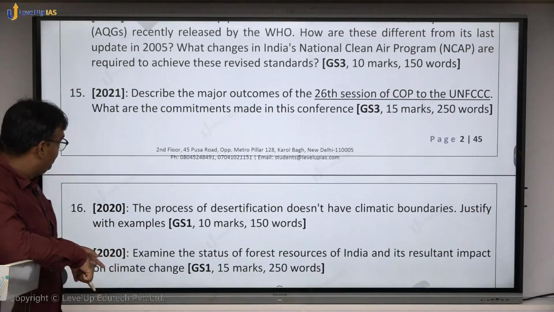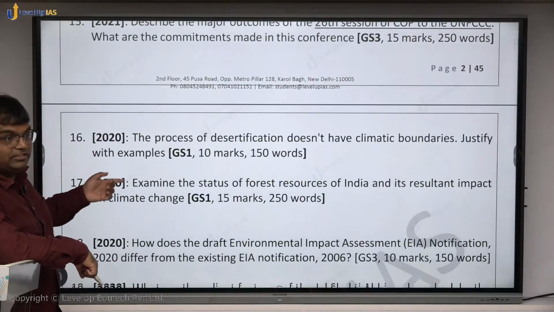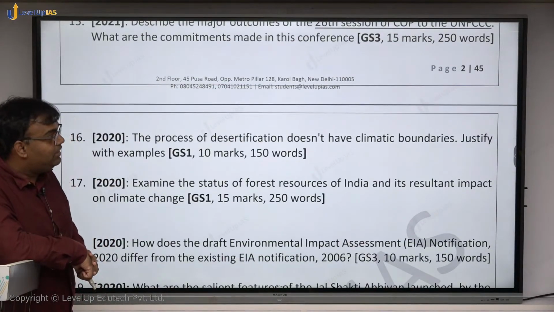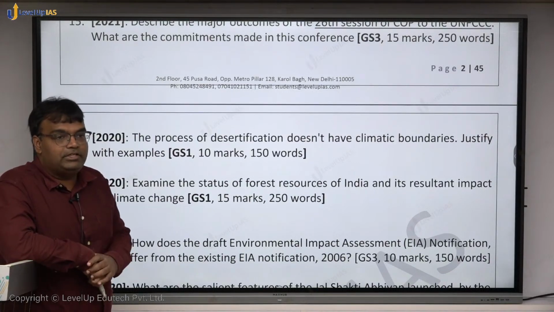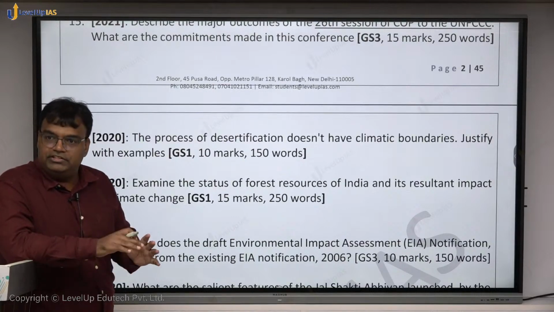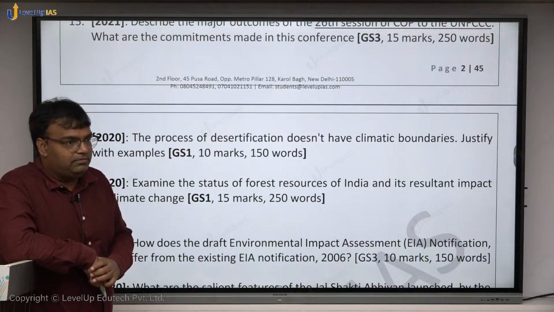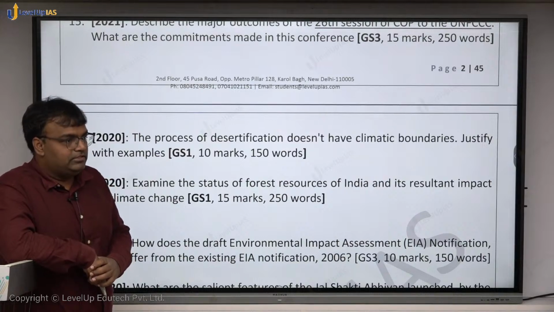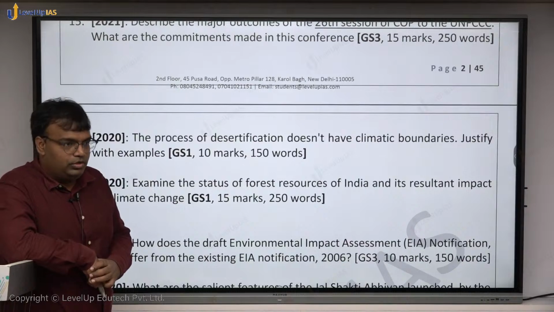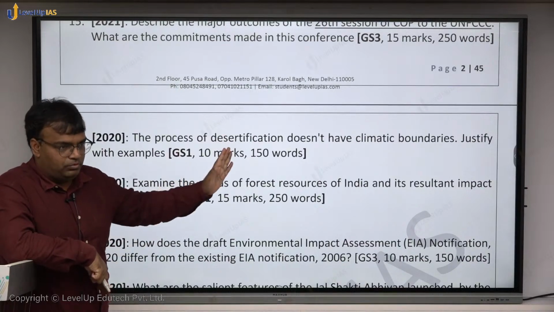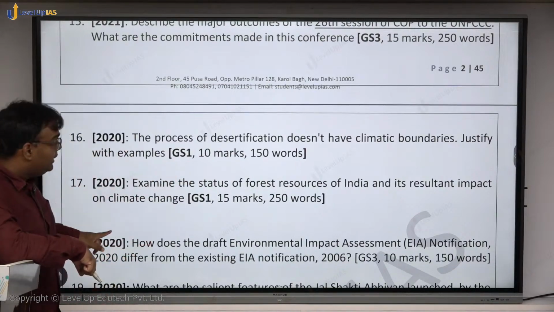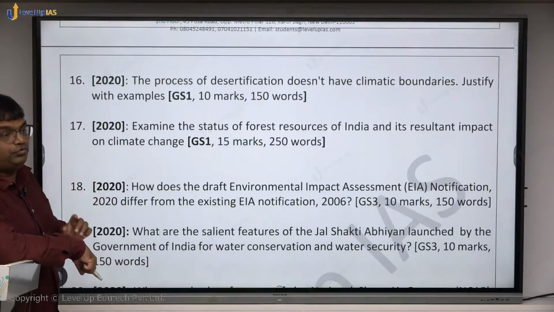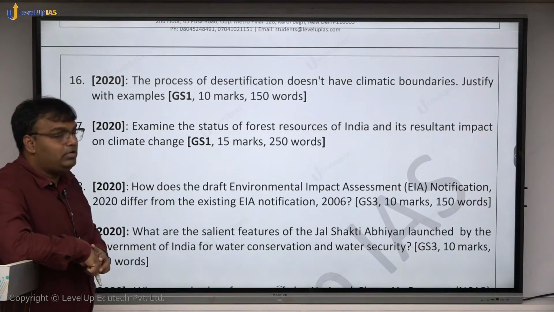Right? Then, the process of desertification doesn't have climatic boundaries. Justify with example. So they're saying that no matter in which climate you are living in the world, desertification is taking place everywhere. It's taking place in tropical areas, in subtropical areas, and in colder regions. It doesn't have any climatic boundary. Explain this with examples.